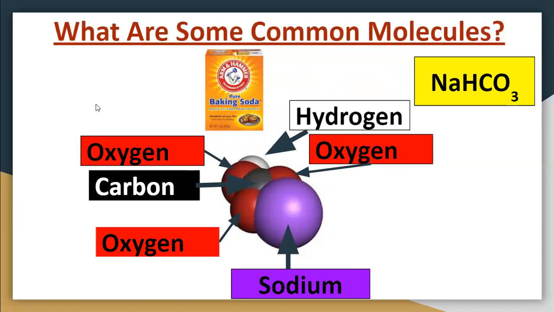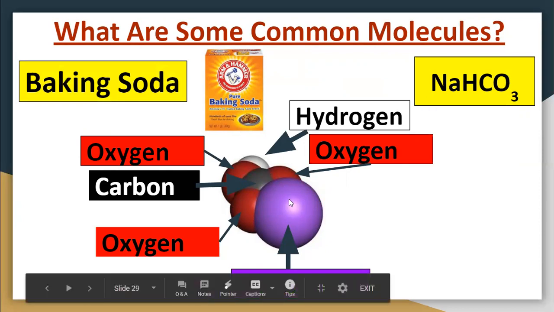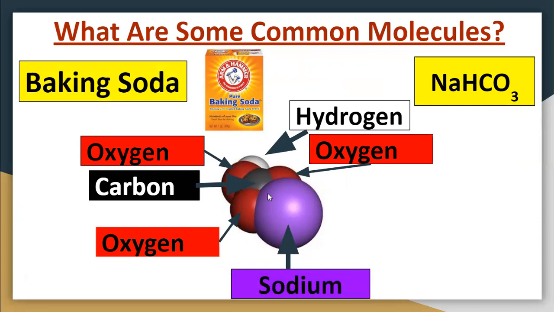What are some common molecules? Here's another one, baking soda. Baking soda's chemical formula is NaHCO3. Na stands for sodium, H is for hydrogen, C is for carbon, and 3 atoms of oxygen. So here is the molecule of baking soda. You can see the 3 red ones are the oxygen, the black one is the carbon, and the purple one is the sodium, the Na. So you'll see there's 3 oxygen atoms there. That's what the little 3 stands for in the chemical formula there.